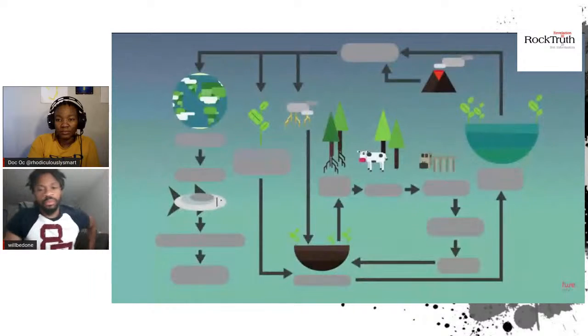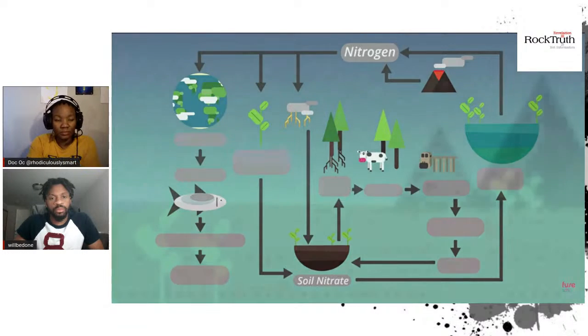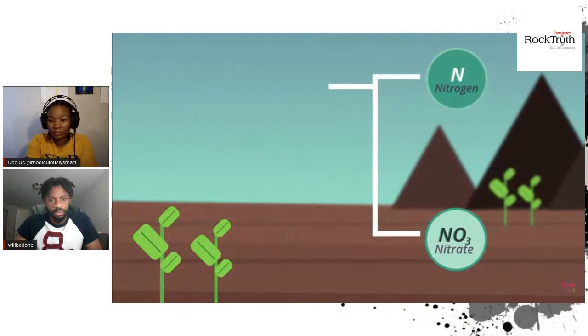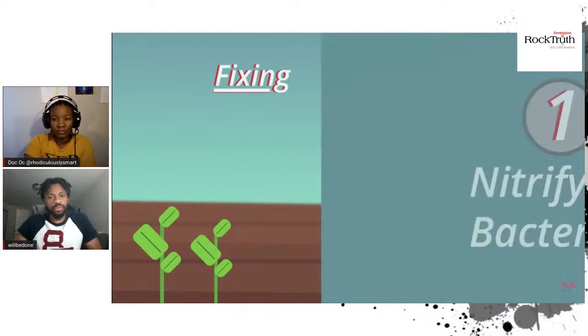In this video, we're going to look at the nitrogen cycle. This is the movement of nitrogen through the environment. Nitrogen is continually cycled through the air, soil, and living things. The process of nitrogen in the atmosphere being turned into nitrogen in the soils is called fixing. Here are 4 different ways in which nitrogen fixing occurs naturally.